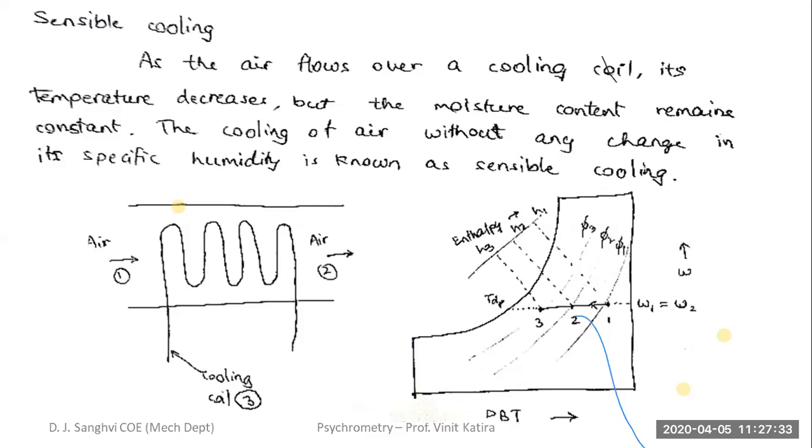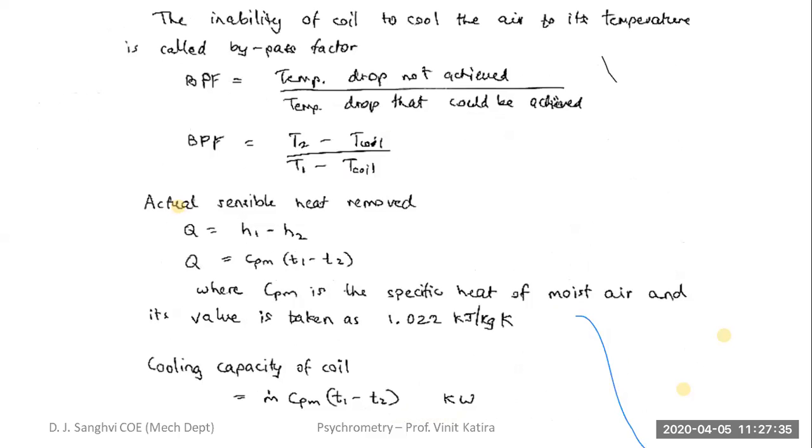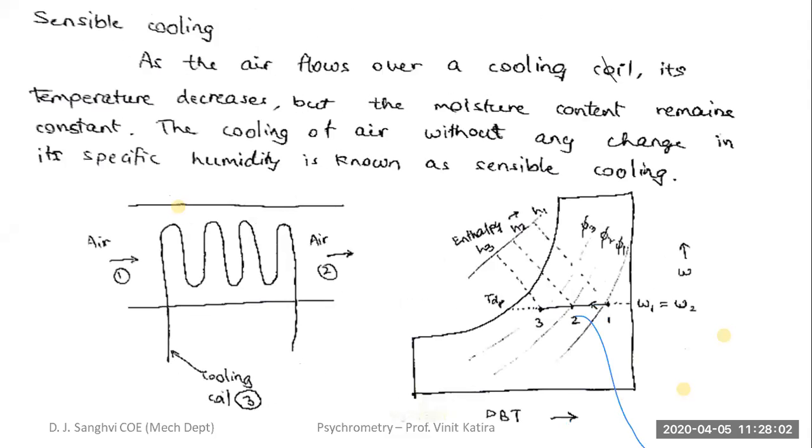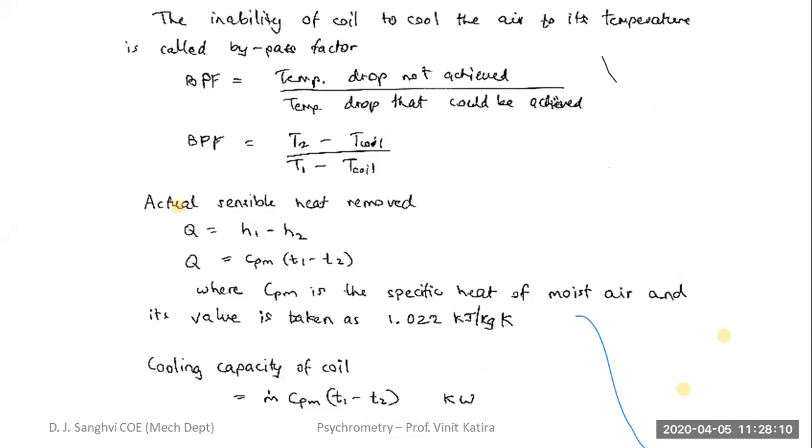So that brings us to a factor known as bypass factor. Okay, if you recall, it is very much similar to the effectiveness of a heat exchanger, wherein the temperature drop that you get is divided by the maximum possible temperature drop. Same thing is over here. So bypass factor here is mathematically given as T2 minus T coil upon T1 minus T coil. So T2 minus T coil, that is T2 minus T3 upon T1 minus T3.